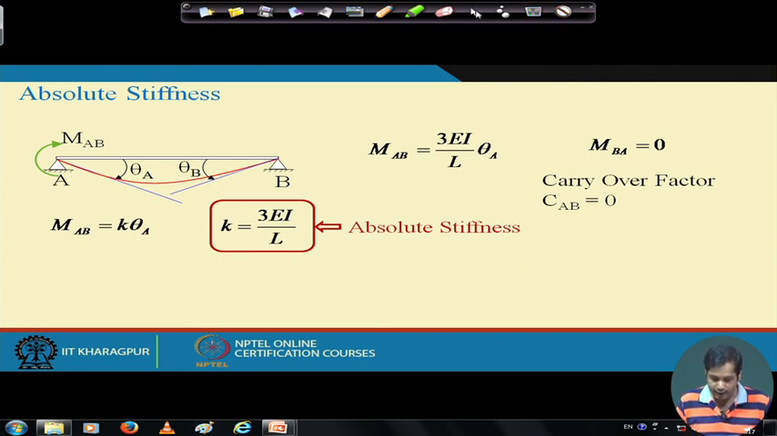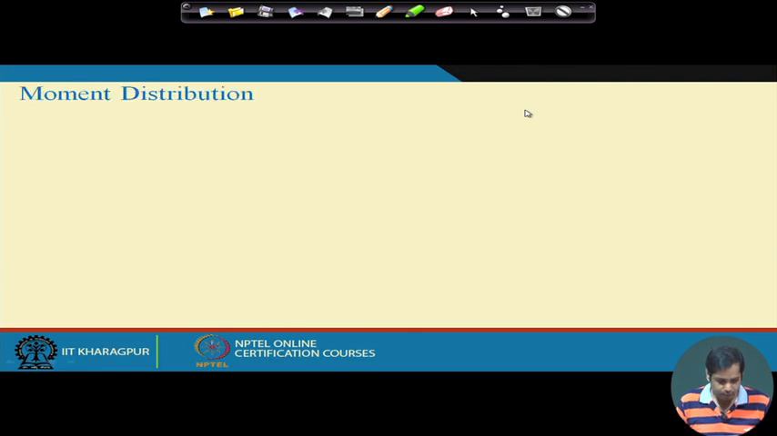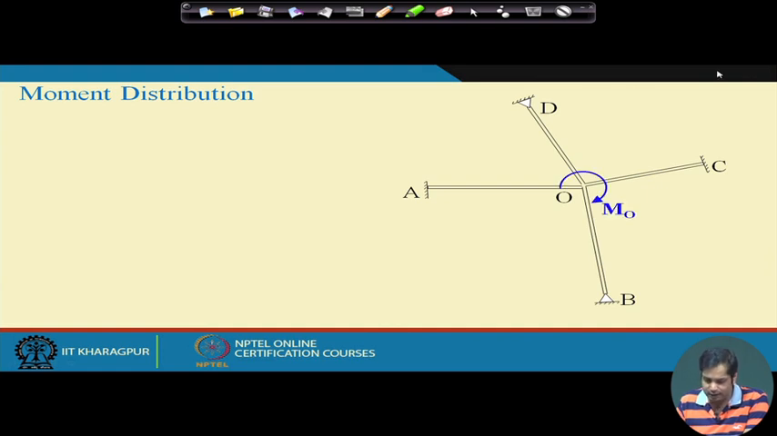Next is moment distribution. Consider a rigid frame which has 4 members connected at O, with one concentrated moment applied at O. The support conditions are: at A and C it is a fixed support, and at D and B it is a hinge support.